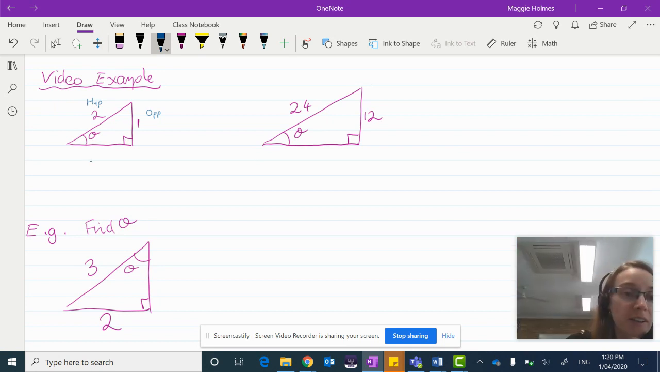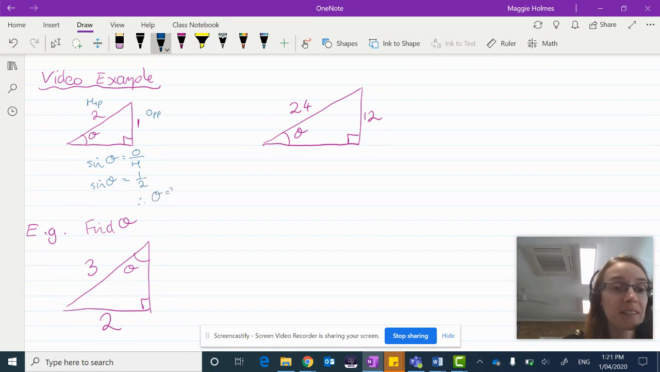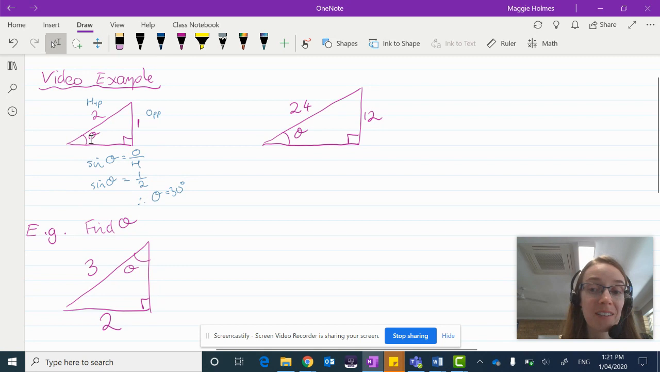So our ratio here is sine, opposite over hypotenuse, and we've found that that ratio is 1/2. Now we know that that goes with a theta value of 30. So we can say, therefore, theta equals 30 degrees, because the relationship goes two ways. If the angle is 30, then the ratio is 1/2. But also, if the ratio is 1/2, then the angle is 30 degrees.